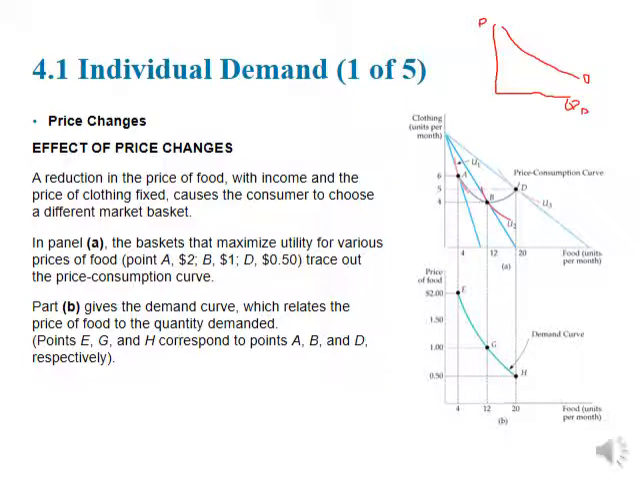What we saw in the last chapter, however, is that people tend to make choices between two goods, in this case food and clothing, and they make those choices over a fixed budget set, and they make them in a way to maximize their utility.